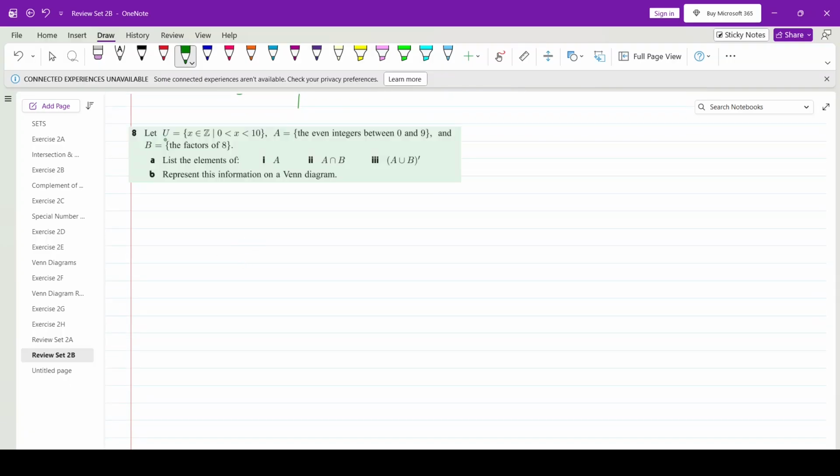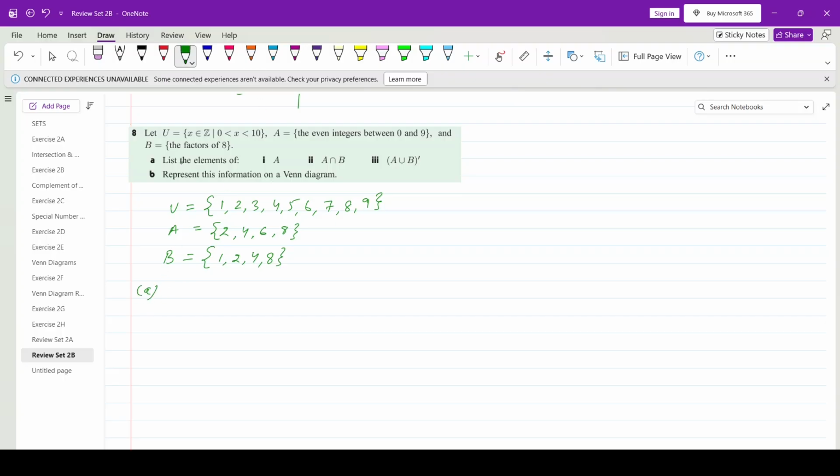Let U, that is the universal set, be a set of all integers between 0 and 10. So U is going to be 1, 2, 3, 4, 5, 6, 7, 8 and 9. A is the set of even integers between 0 and 9: 2, 4, 6 and 8. B is the set of the factors of 8: 1, 2, 4, and 8.